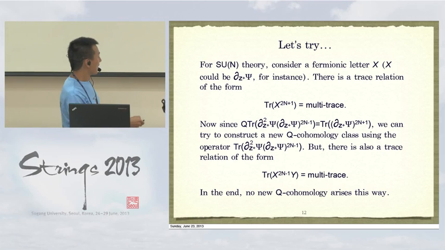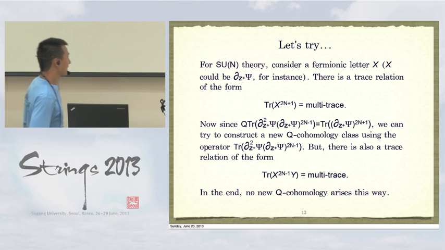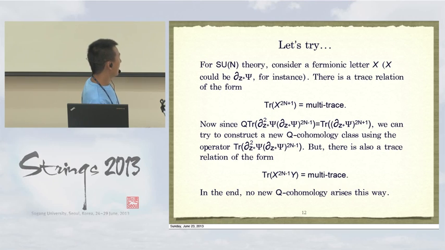Now, let's consider an example. Say x is partial z of psi. This thing would vanish in the SYM theory, but would not vanish when the rank of the gauge group is bigger than this n. But this is Q of this operator, which is partial z squared psi, partial z psi to the n minus 1. So you might say, aha, here I will find a new Q cohomology class due to this trace relation, which is represented by some operator that involves this here.